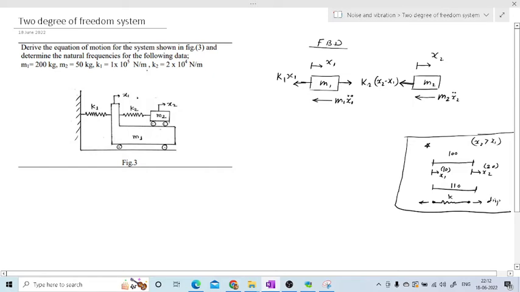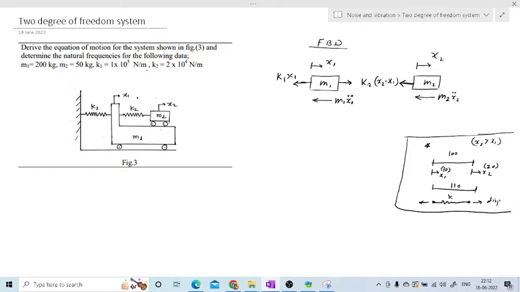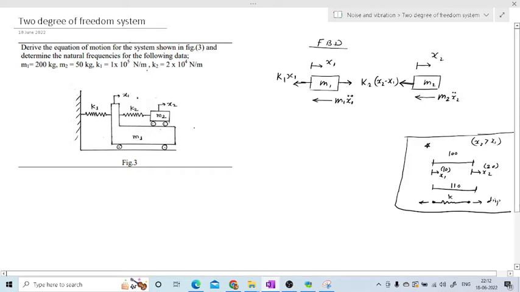Now after drawing the FBD we will have to use the differential equation. We will have to write the differential equation. So consider the equilibrium condition of the system. For equilibrium condition we can write the force on mass m1 is equal to 0 and force on mass m2 is equal to 0. First I will write for mass m1.